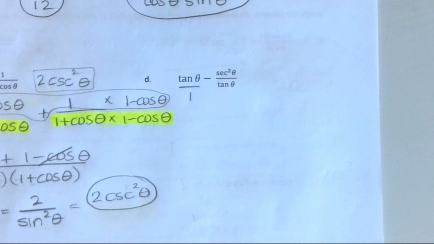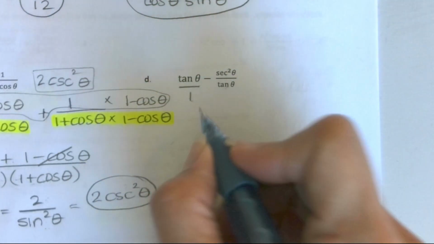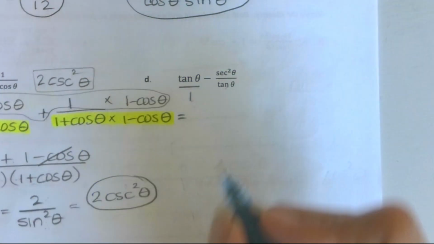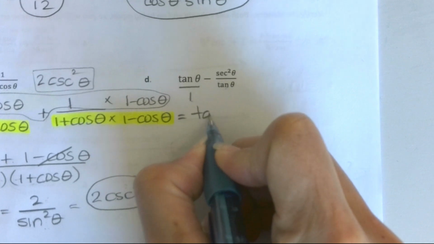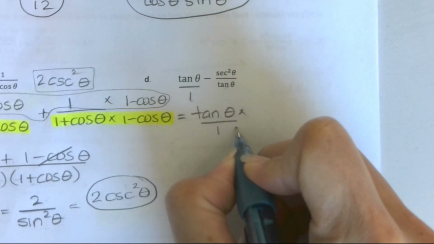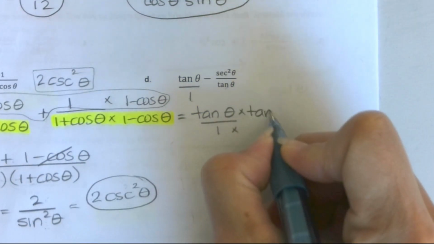So again, just like we've been doing all along, get common denominators. We have 2 distinct denominators, so you will multiply them by the other denominator in the other fraction. So you have tangent theta over 1, and you're going to multiply top and bottom by what? Tangent. Tangent, correct.